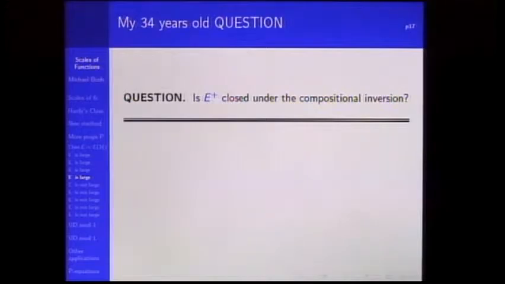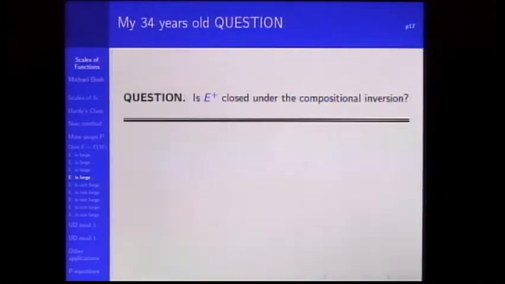This is my 34 years old question. I would like to know, because for many specific functions that I can prove are excellent, I can prove their inverses are also excellent. But I don't have a general theorem. In fact, for logarithmic exponential functions, inverses are excellent, and it follows from Kovanskii's theory. For many of those I can prove it, but not in general.